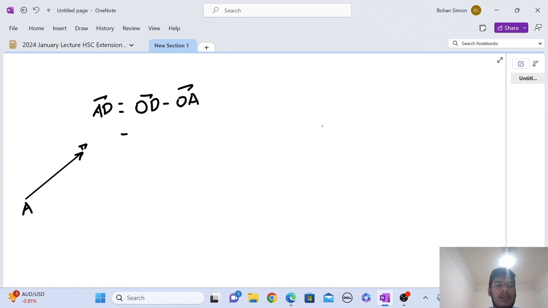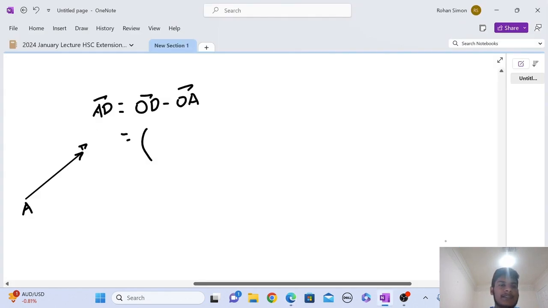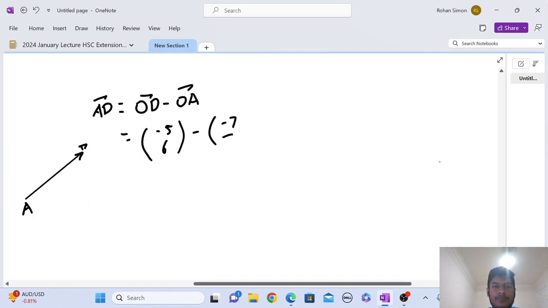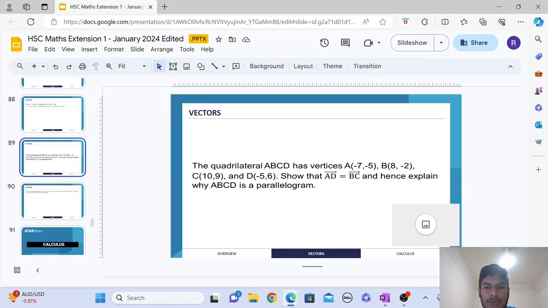Now, what is OD? OD is that coordinate vector that we have here, minus 5, 6. What is OA? That's that other coordinate vector that they've given us, 7, minus 5. So then if we subtract those two, we get minus 5 plus 7, which is going to be 2. And we get 6 plus 5, which is 11. Now the next vector that we're asked to show is BC.